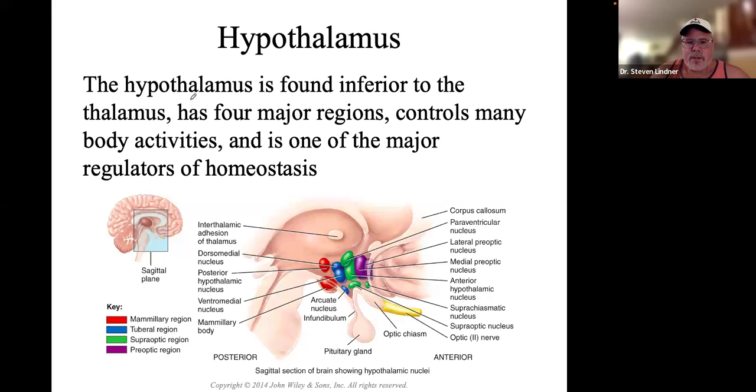So here we can see that the hypothalamus is found inferior to the thalamus, and that would make sense. Just look at the name, hypo, under the thalamus. And it too has many regions like the thalamus, not as many, it only has 4 regions, but it is one of the major regulators of homeostasis in the body, primarily because of the sympathetics and parasympathetics, but also the hypothalamus is also a major regulator because it's going to send hormones to the pituitary gland.